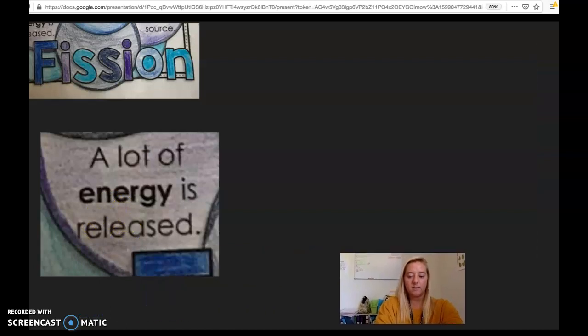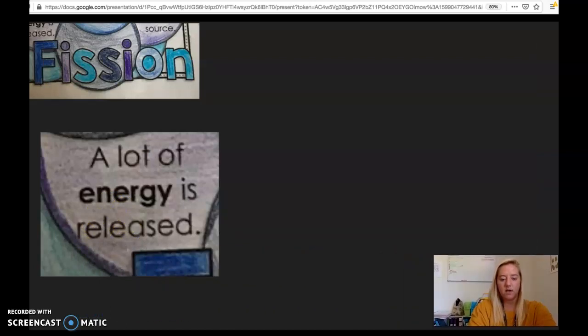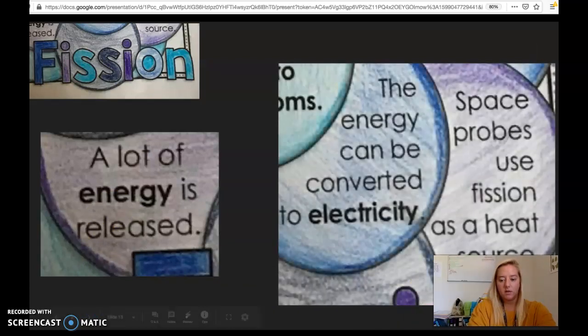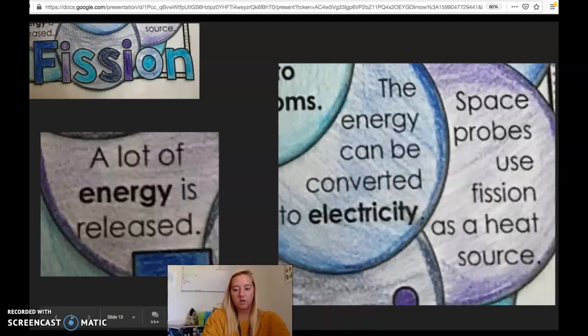We like this process because it releases a lot of energy. We take this energy and we convert it to electricity. Space probes use fission as a heat source up in space because they do not have the atmosphere that traps the heat, meaning that it is very, very cold in space.